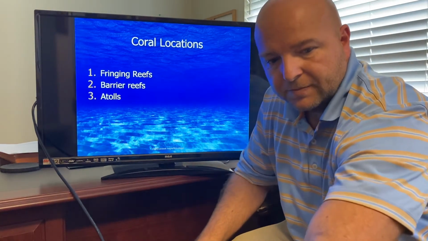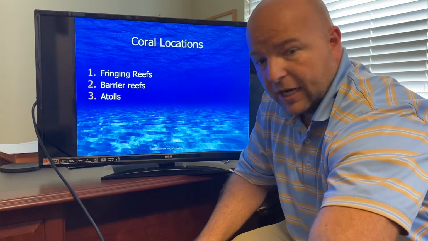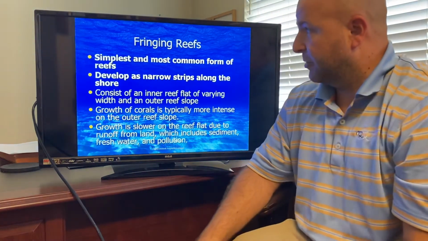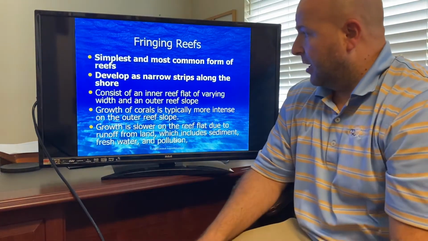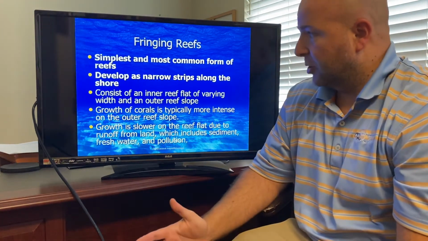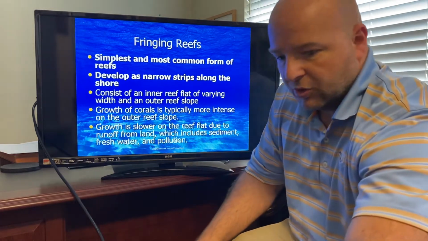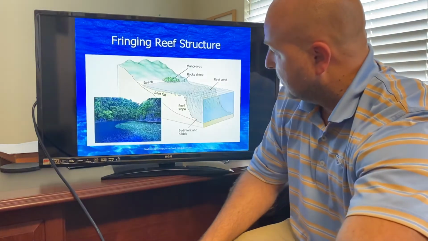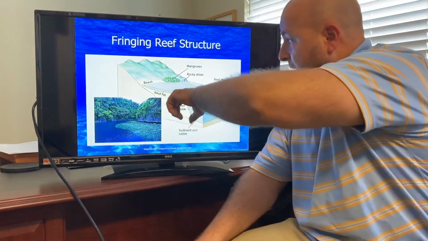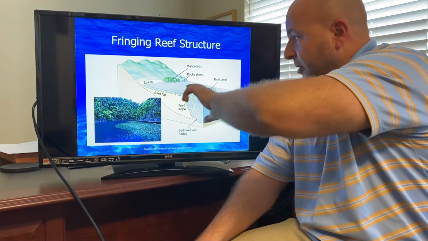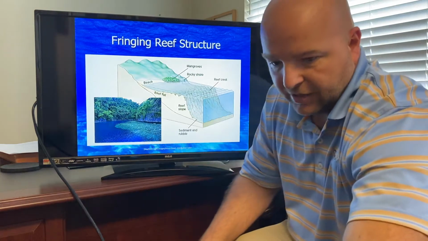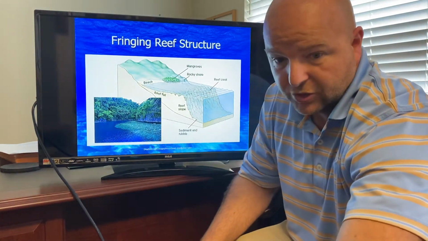We're going to look at 3 different types of reefs. Your first is a fringing reef. It's the simplest and most common reef form. It's a narrow strip of reef along the shoreline. So an image here. This area is a reef along the shoreline. A fringing reef is right up close to the shore.